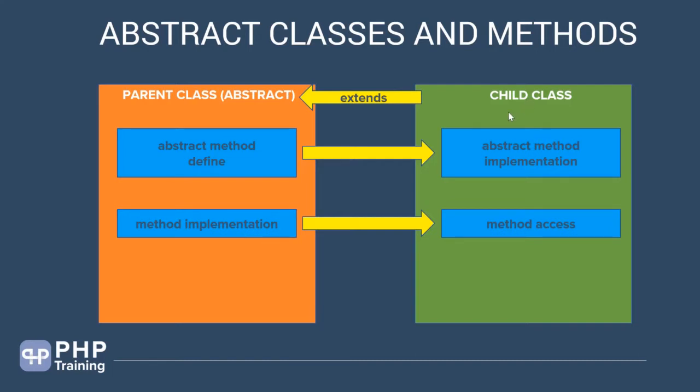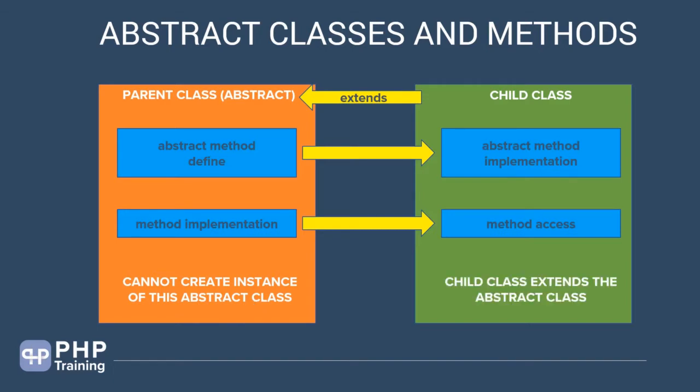Now the child class can access those methods. It can override them as well. It can also access and use those methods as a result of inheritance. One thing to note is that for the parent class, which is an abstract class, you cannot create an instance of it. This is by the definition of an abstract class. The child class extends the abstract class, but you have to understand this concept of abstract classes.